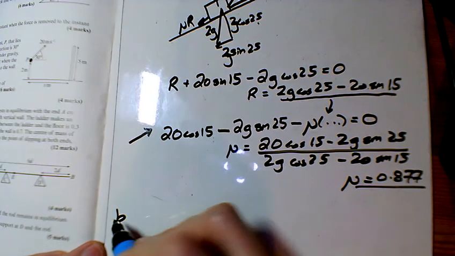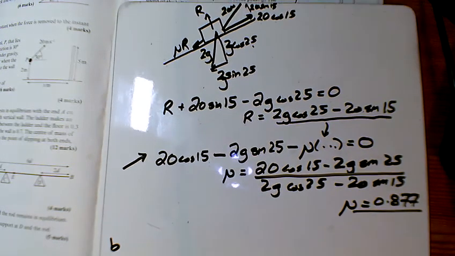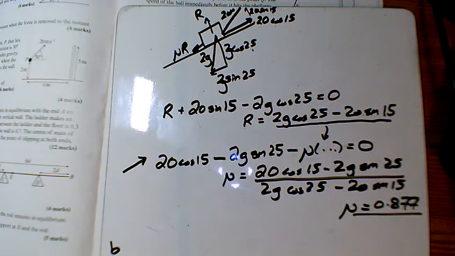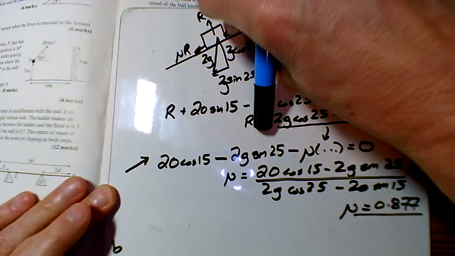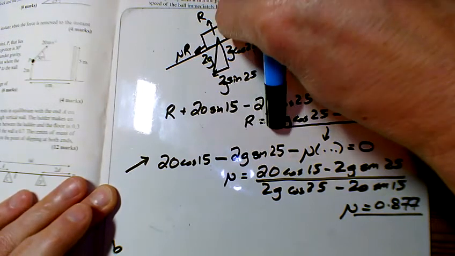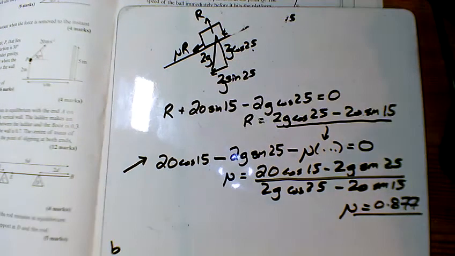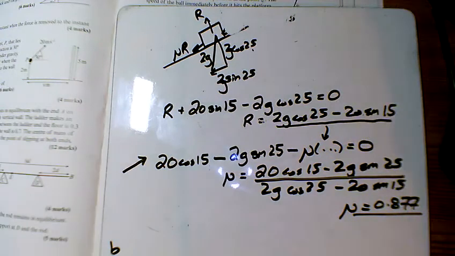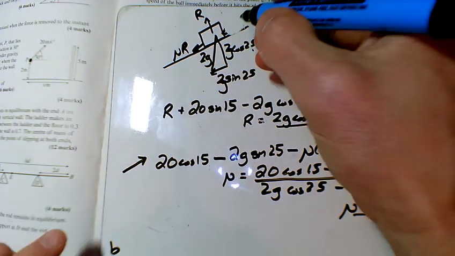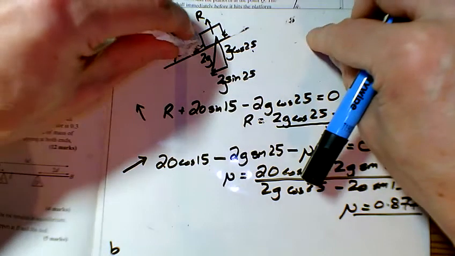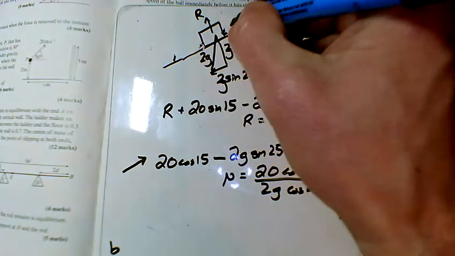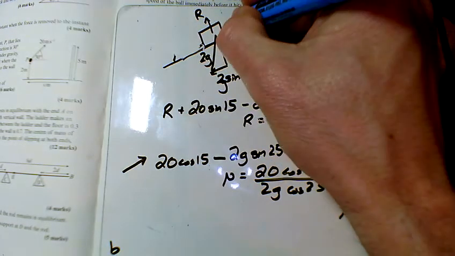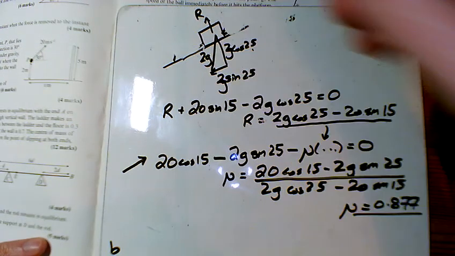So for part B then, the force is now removed. So let's just get rid of all of that. There you go. All of that force is now removed. And so what's going to happen now is it's going to start sliding down the... Oh, it's certainly going to slow down, isn't it? So that means it's moving in that direction.